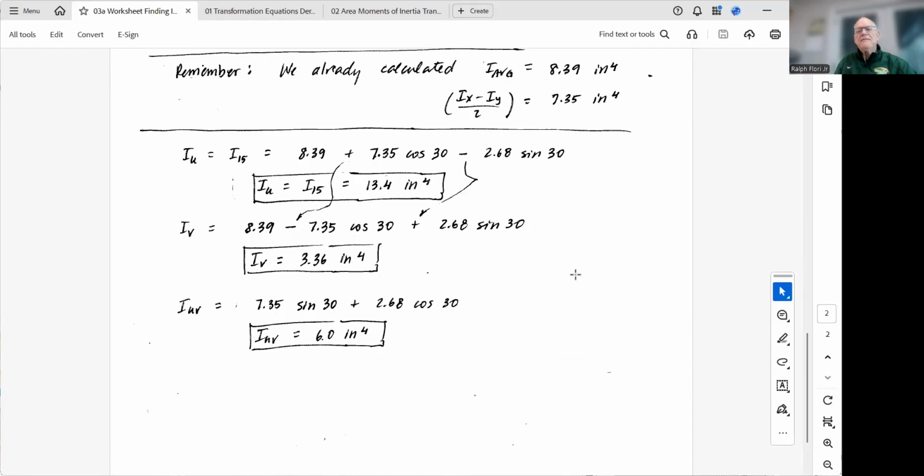So this is an example of using both forms of the transformation equations, given an Ix, an Iy, and an Ixy at an original coordinate system, to find IU, IV, and IUV at a rotated set of axes. Just for kicks, I also sent you an Excel spreadsheet that does this.